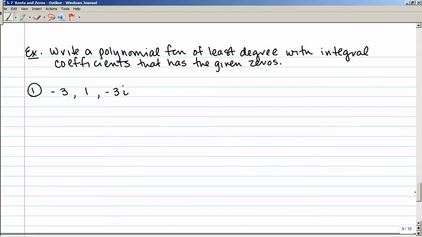So write a polynomial function of the least degree with integral coefficients, so in other words, the coefficients are not going to be fractions, they have to be whole numbers, that has the given zeros. So we have negative 3, 1, and negative 3i. And according to the complex conjugate theorem, if negative 3i is one of the zeros, it also has a 0 at positive 3i. So what does this mean? This means that x equals negative 3, x equals 1, x equals negative 3i, and x equals 3i.